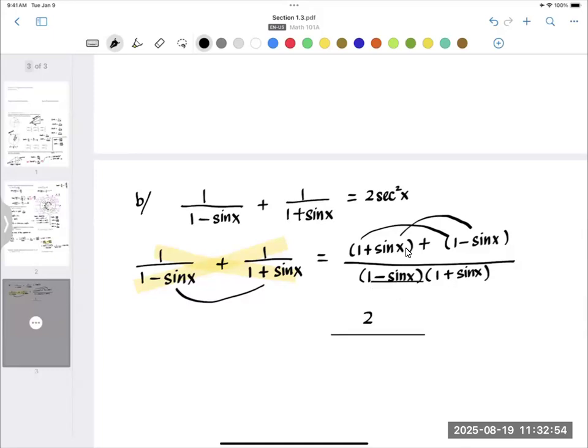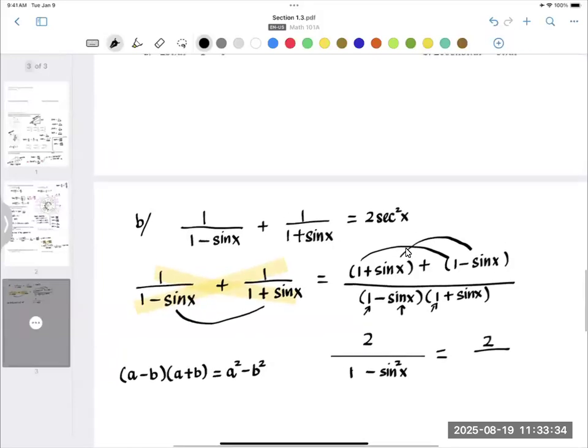You can do FOIL or distribution to get the result, or you can use the formula: a minus b times a plus b is actually a squared minus b squared. So a minus b times a plus b will be the first term squared minus the second term squared. My first term is 1, so I have 1 squared minus the second term squared, which is sine squared x. 1 squared is still 1, so we don't need to write the square. So we have 2 over 1 minus sine squared. What is 1 minus sine squared?